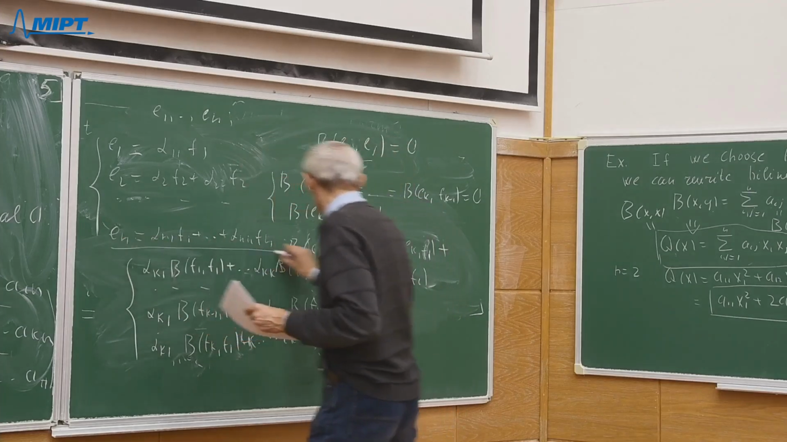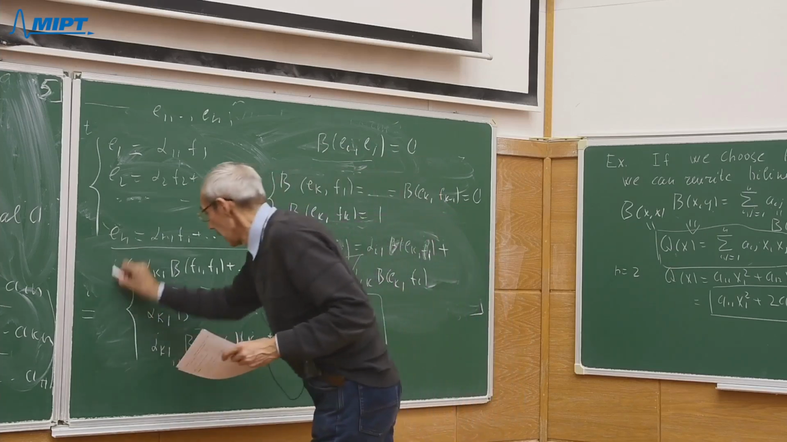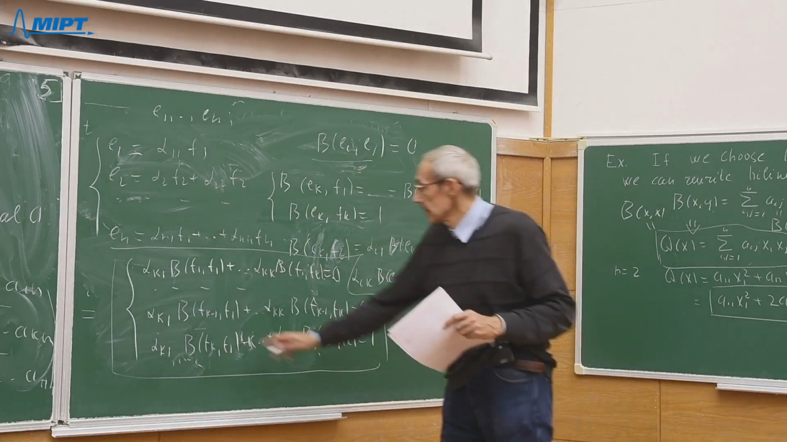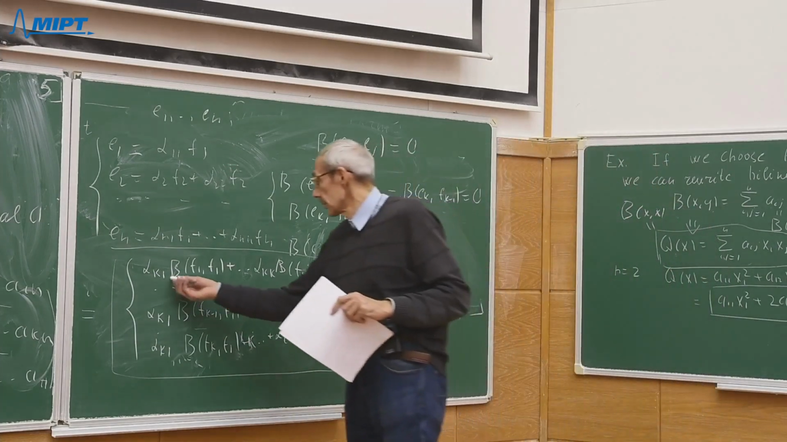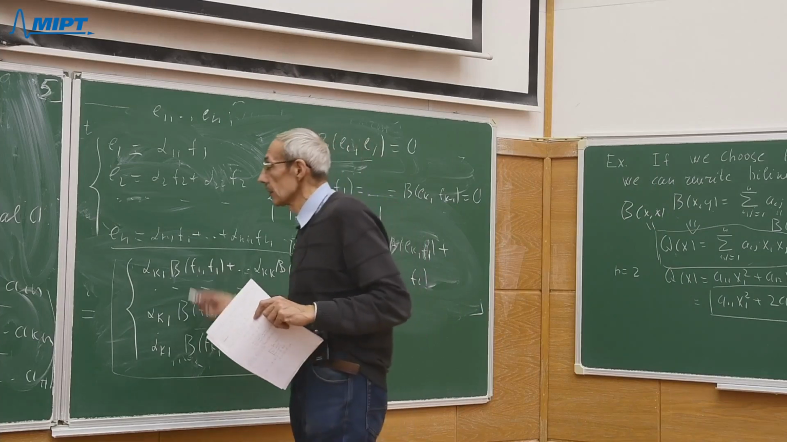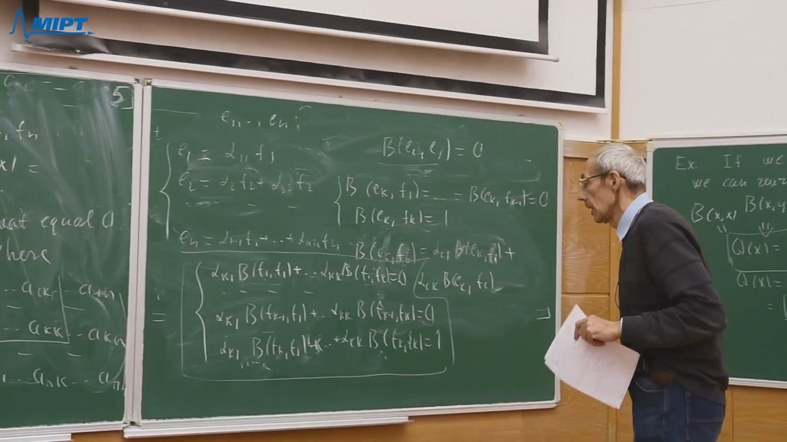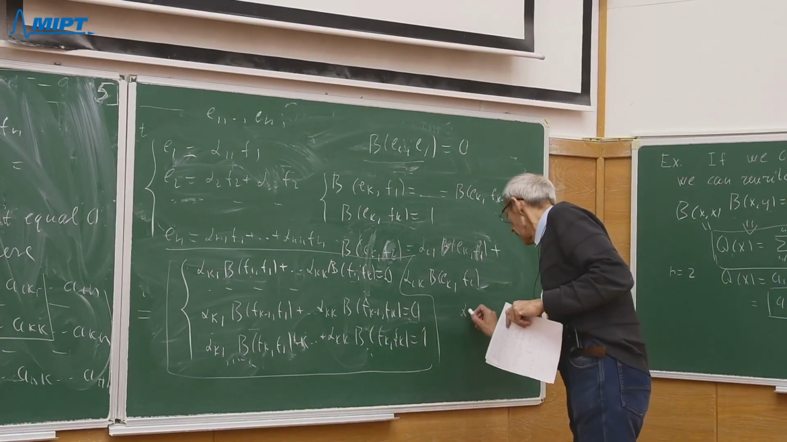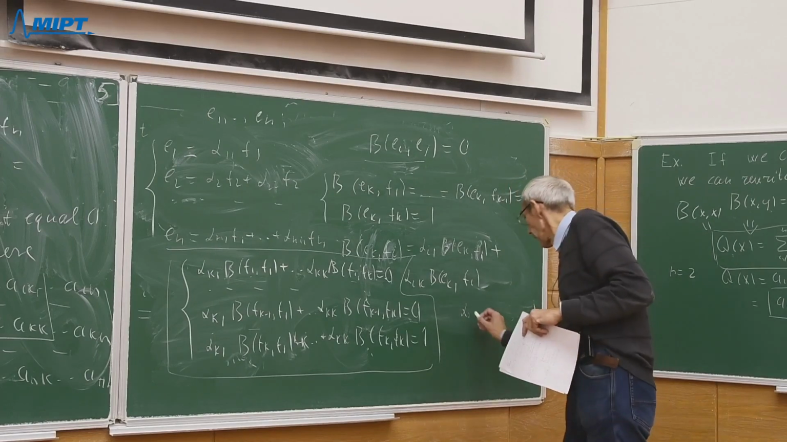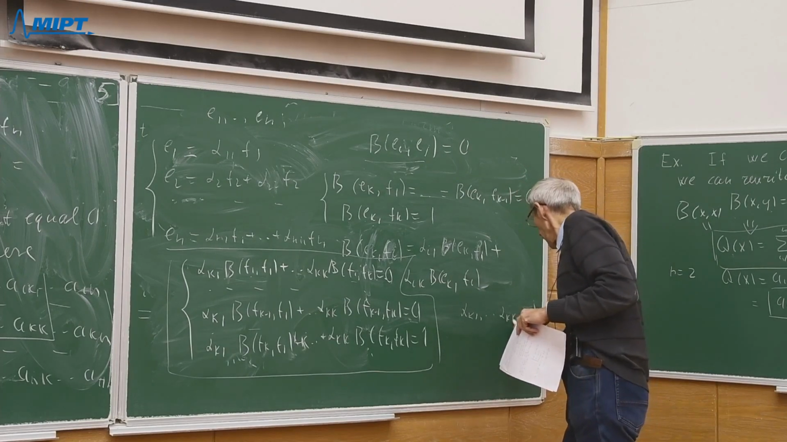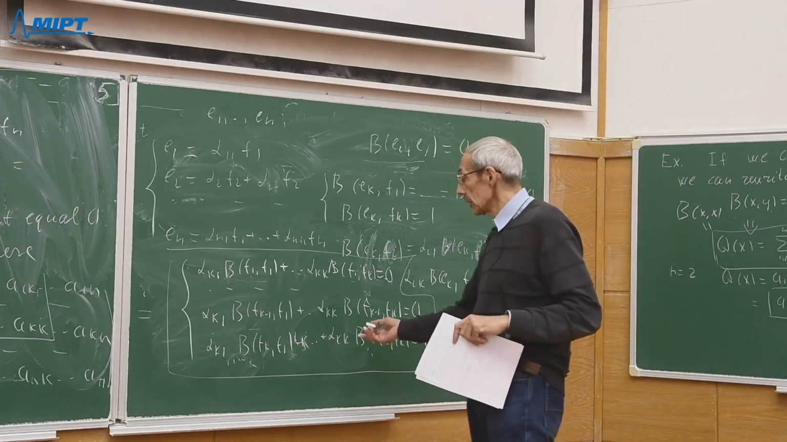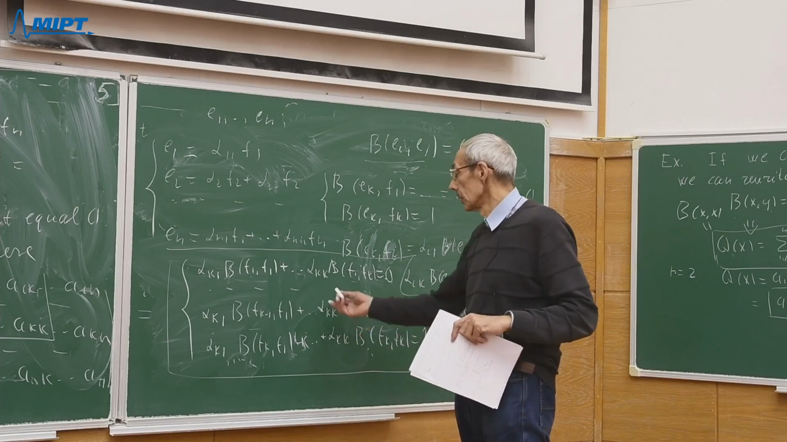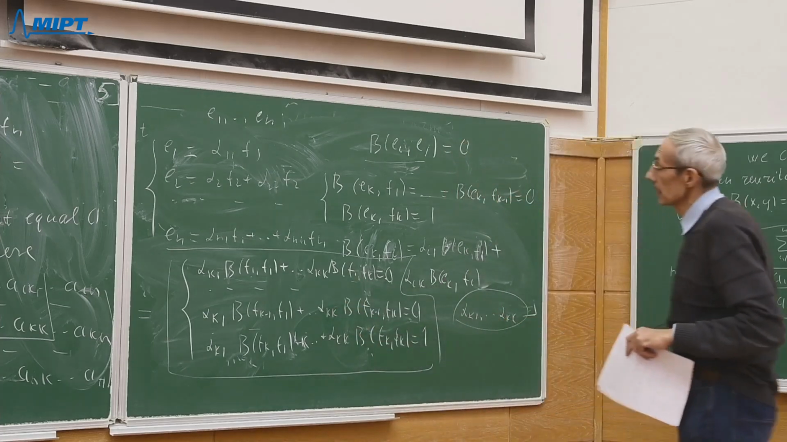And last, we obtain the following linear system, and this linear system has the following matrix. It is easy to see that these coefficients are the coefficients of the initial matrix A, and alpha k1 through alpha kk are the variables, the unknowns. We can apply the Cramer rule to solve this linear system.